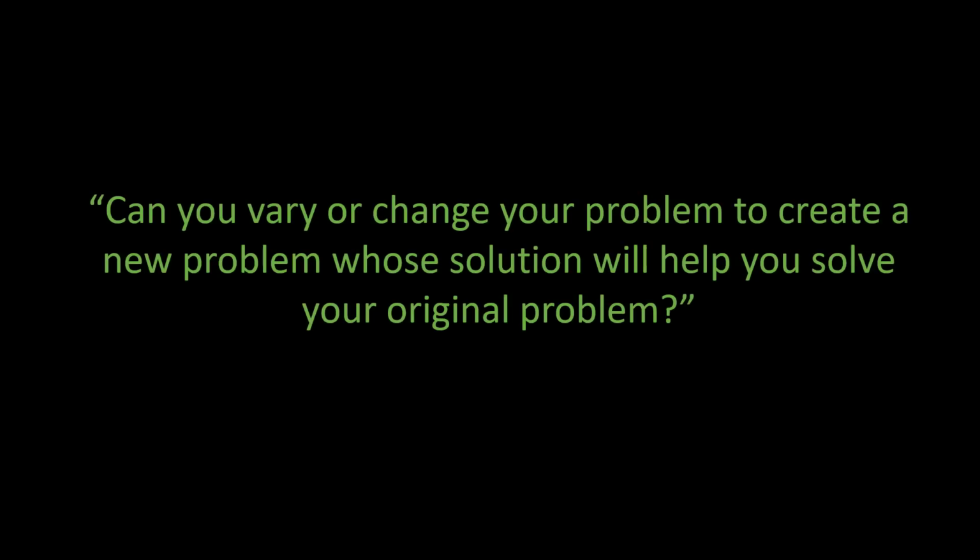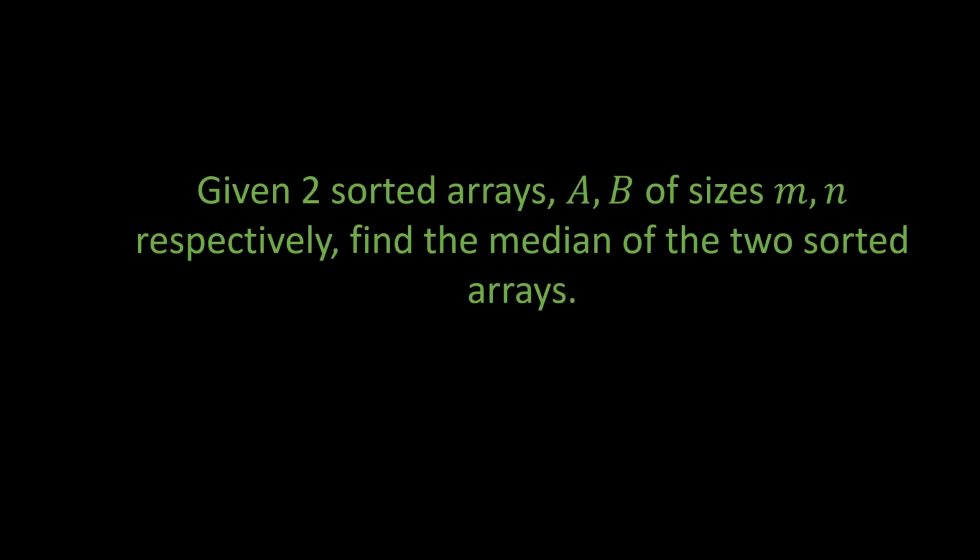Now, let's try to remember our problem. We have two sorted arrays, A and B, of sizes m and n respectively. How can we find the median element? Can you try and apply the variation of the problem technique here to find a solution?